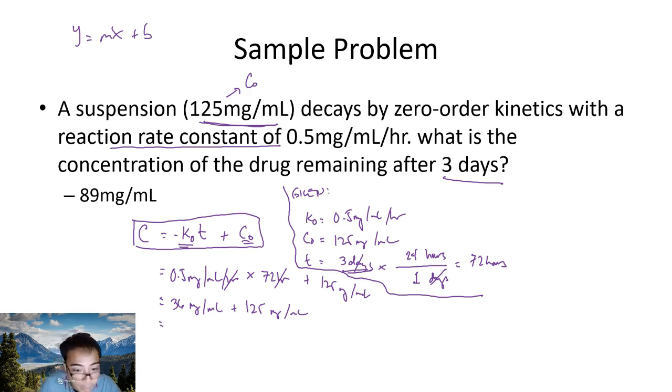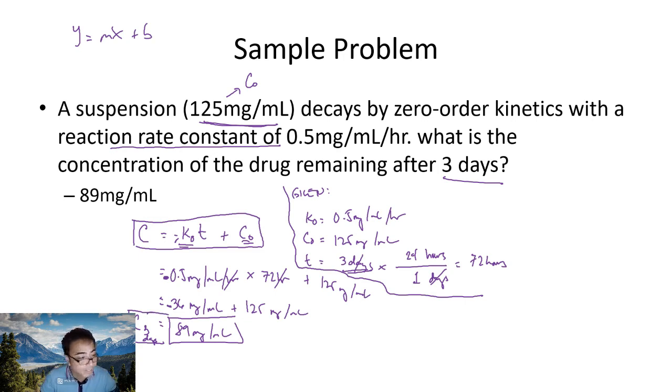Sorry, not plus. This is 36, this is negative 36. Sorry, negative 36, because we need the negative sign here. I almost forgot. So, negative 36 milligrams per ml plus 125 milligrams per ml, you get 89 milligram per ml. So this is the concentration after 3 days.